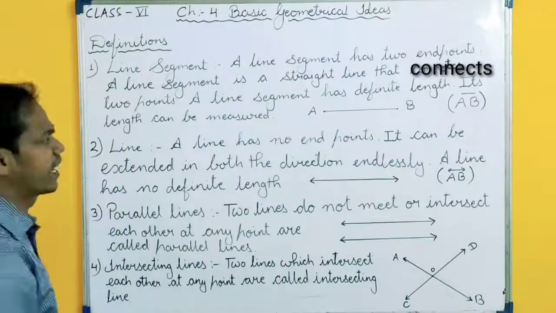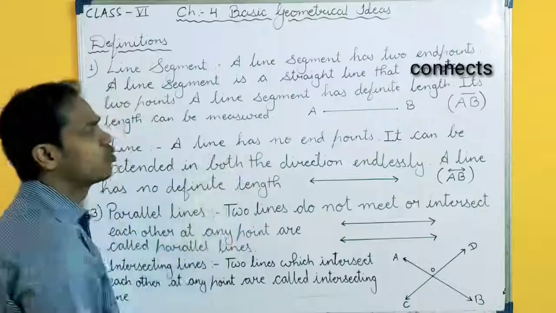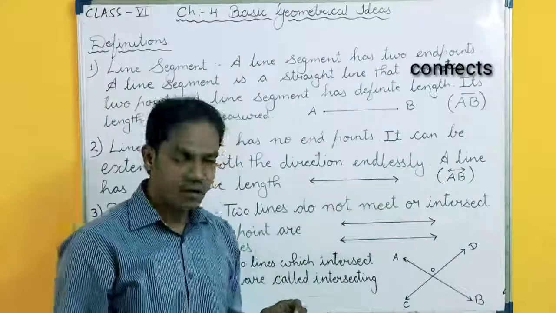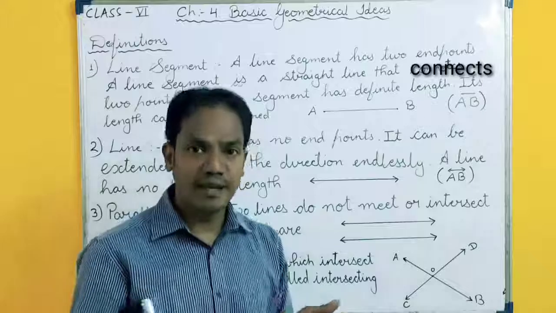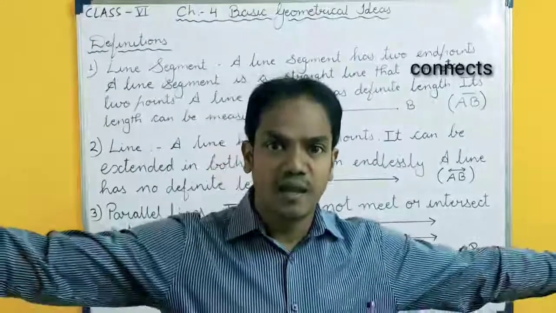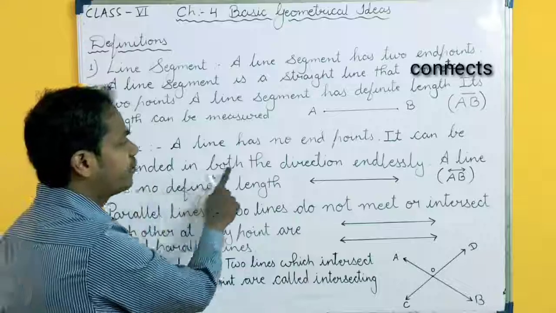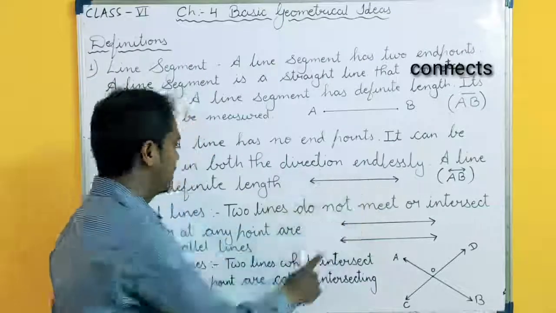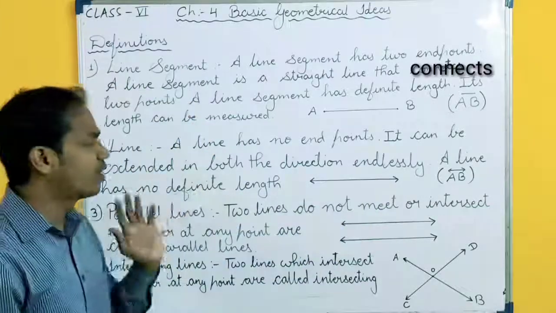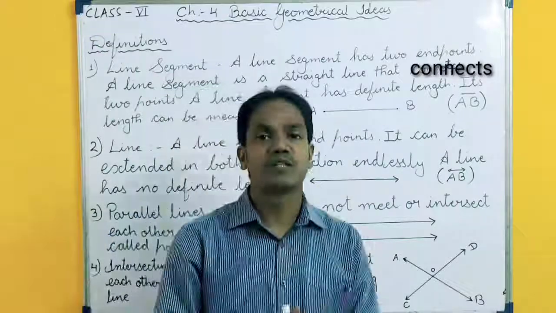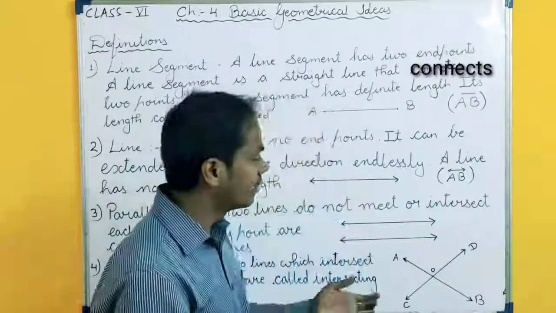Now, line. What is a line? A line has no endpoints. You can see in the example, two arrows are there which show that your line can be extended in both the directions endlessly. A line has no definite length. You cannot measure a line because it has no definite length.